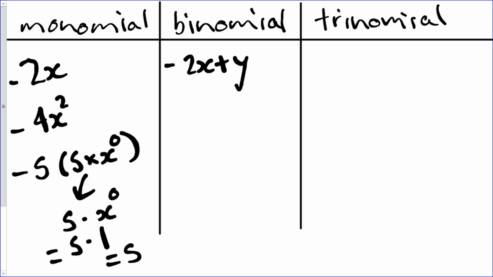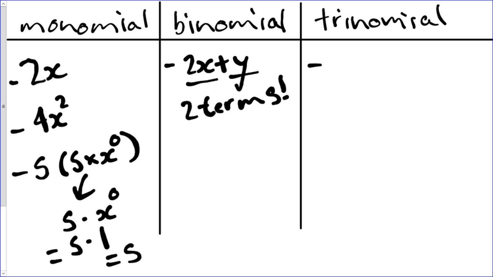Now, binomial. Well, mono means 1. Bi means 2. So take a guess. How many terms will this binomial have? 2. Quite easy. But remember, they have to be separated by addition or subtraction signs. 2x plus y right here. That is a binomial. Why? Because you have one term, and you have your second term. 2x is your first, y is your second. 2 terms means it's a binomial.